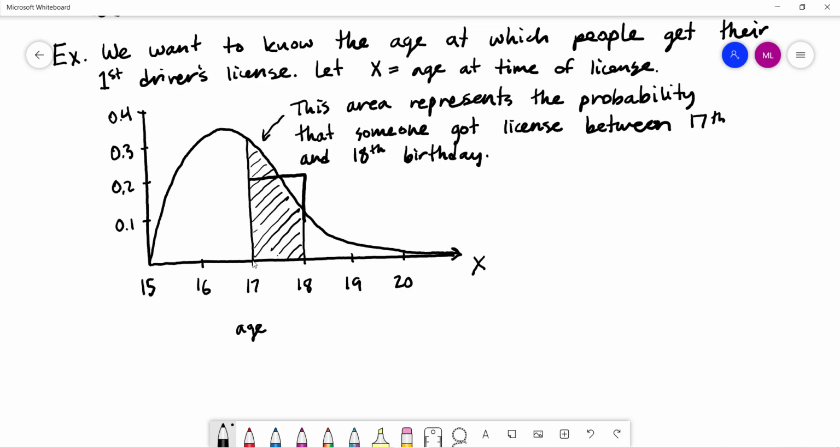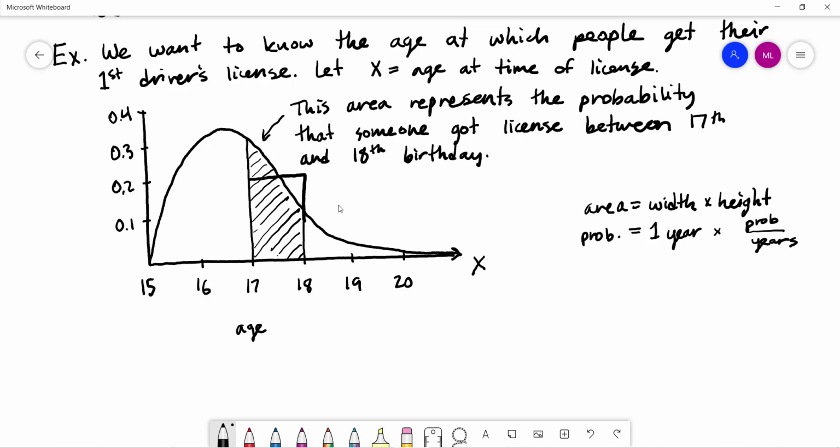Well, you do the width times the height. And the width of this rectangle is 1 year. So if I want the area, which is equal to width times height, and I want that area to represent probability, let's just abbreviate that probability. And we already said the width is 1 year. What does the height have to have units of? It has to have units of probability over years.